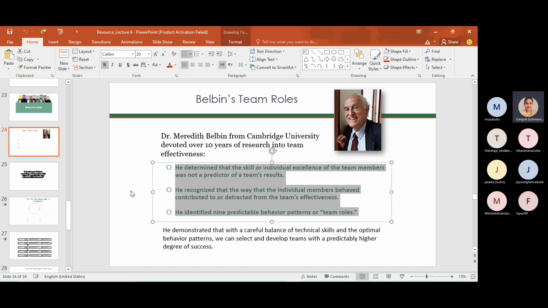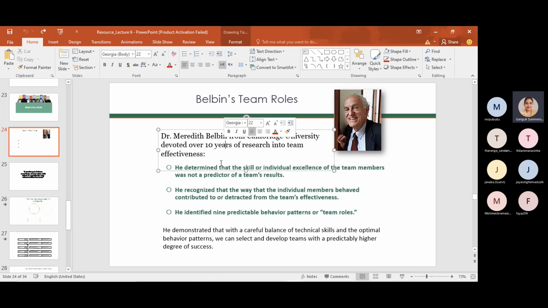Just because you have excellent individuals in a team doesn't mean the team is going to be a success. It can be a failure as well. Because teamwork needs team spirit, right? So individual excellence does not predict a team's result. Just because you have excellent individual performance doesn't mean that the team's performance will be good as well.